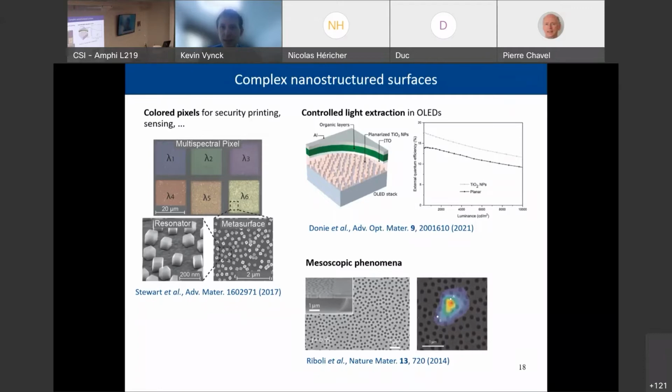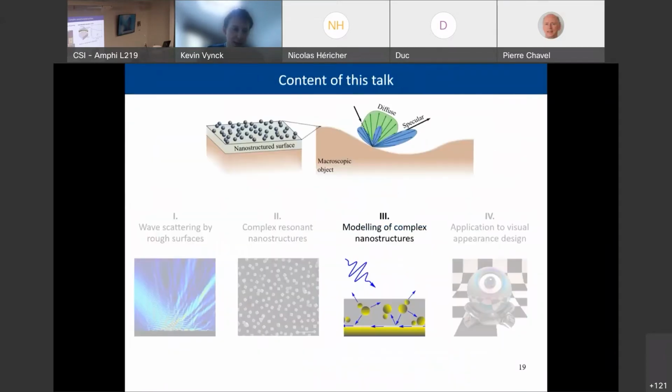So there are many activities on those complex nanostructured surfaces, and again, the message is that those systems really contain many degrees of freedom to control the scattering and the transport of light, which can be interesting for different applications. So this brings me now to the third part on the modeling. That will be the most technical part. I will try to go slowly.